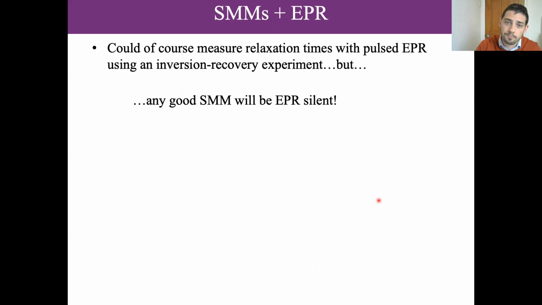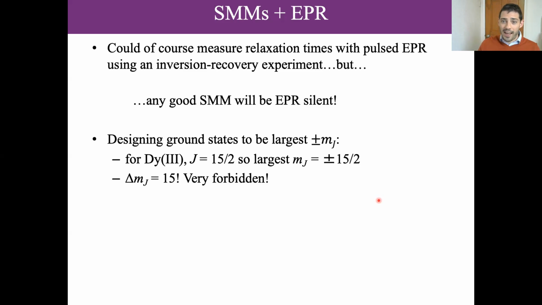Okay, so I mentioned EPR briefly. Of course, you could think about measuring T1 processes with EPR, pulsed EPR with inversion recovery, but any single molecule magnet should be EPR silent, without a doubt, absolutely. I mean, manganese 12 isn't, and that's because the zero field splitting is actually small enough that with high frequency EPR you can hit the different delta MS equals 1 transitions. But for these single molecule magnets we're talking about here, we have plus minus 15/2 Kramers doublet ground states.